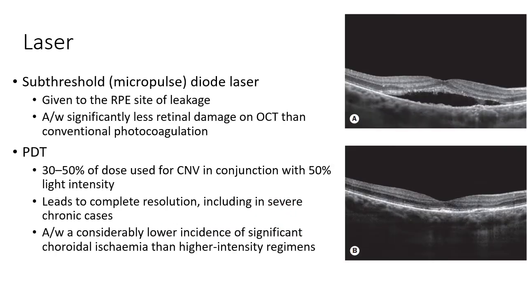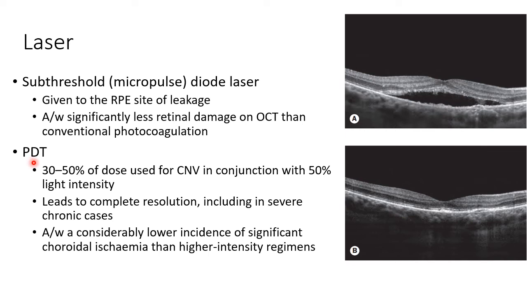Now let us discuss laser treatment in CSR. Subthreshold, that is micropulse diode laser, can be used. This is given to the RPE site of leakage and it is associated with significantly less retinal damage on OCT than conventional photocoagulation. This picture shows a case of CSR before treatment with subthreshold diode laser and this is after treatment with subthreshold diode laser. As you can see, the neurosensory detachment has resolved.